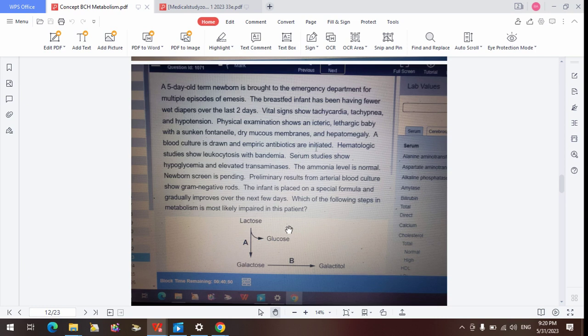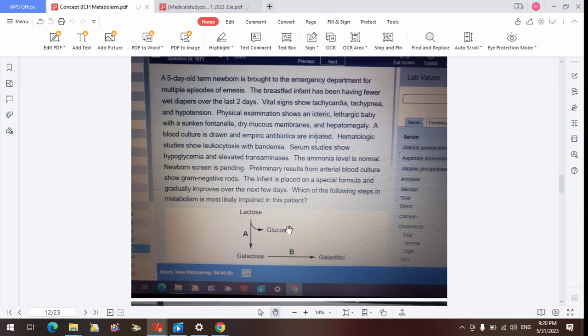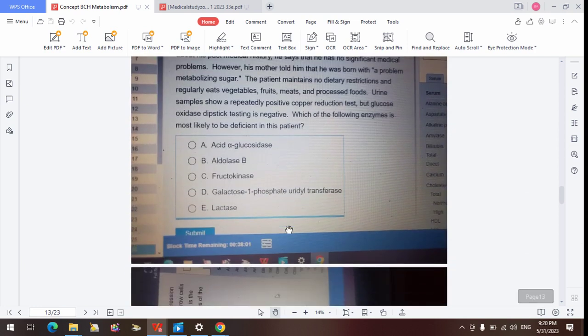So this is the severe galactosemia. Yes. You see that you have mastered it now. This is the severe form of galactosemia. That's very correct.